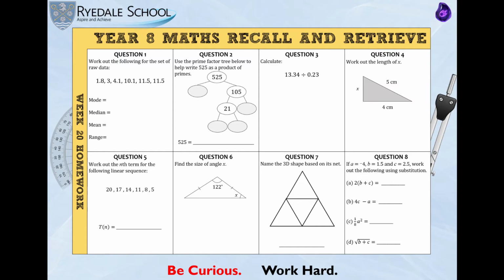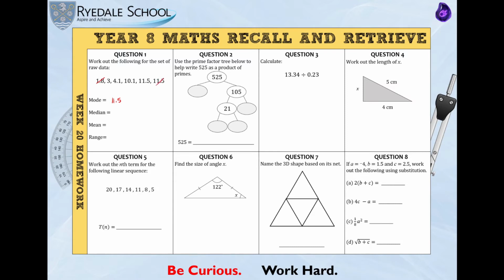So let's look at these first questions, starting with question 1. We have some raw data. There's a mode, median, mean and range to calculate. So the mode is the number that appears the most, which is 11.5 because it is the only number to appear twice. The median, well, remember the median is the number when the numbers are in order of size and it's the one in the middle.